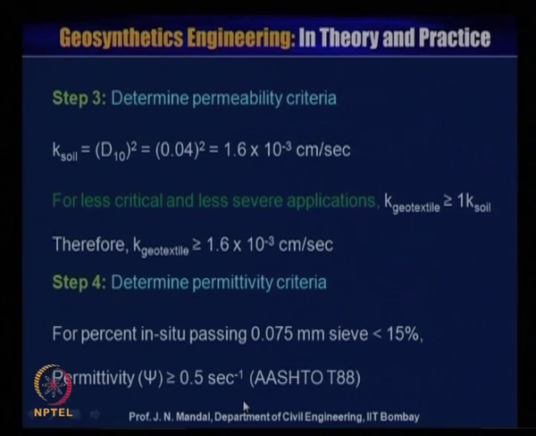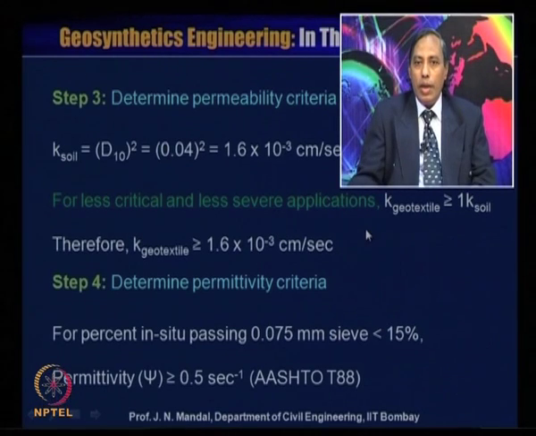Step 3, determine the permeability criteria. You can adopt the coefficient of permeability of the soil, K soil, equal to D10 squared. The D10 value is known, 0.04, squared. This is equal to 1.6 into 10 to the power minus 3 centimeter per second. For less critical and less severe application, K of geotextile should be greater than or equal to 1 times K of soil. Therefore, K geotextile is greater than or equal to 1.6 into 10 to the power minus 3 centimeter per second.